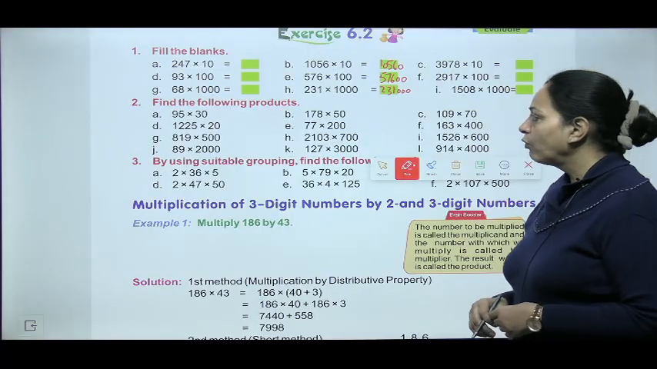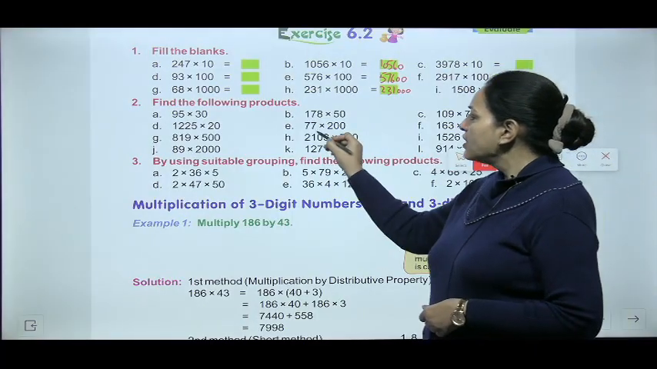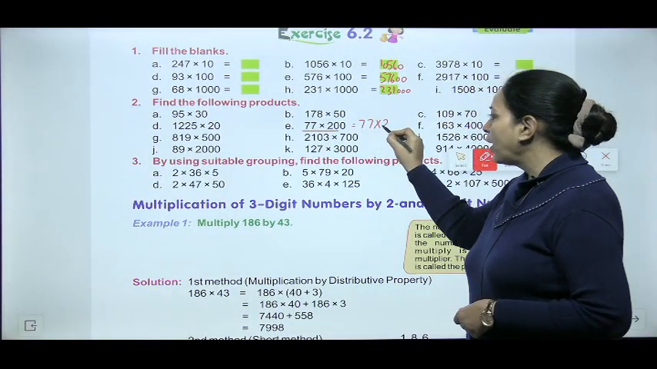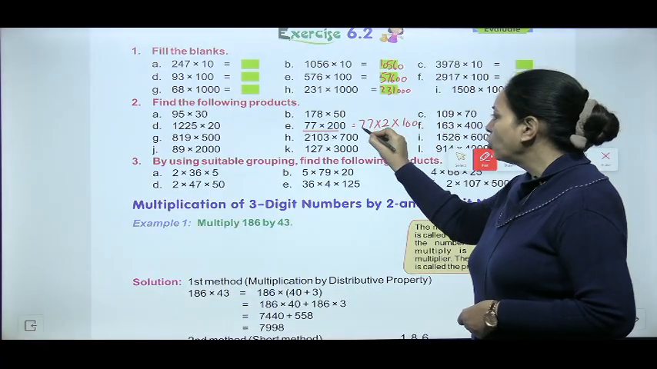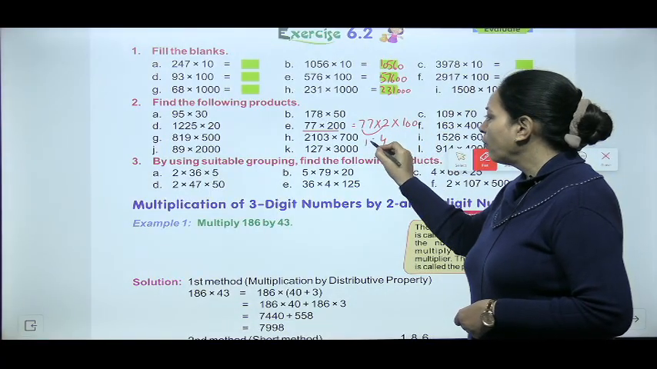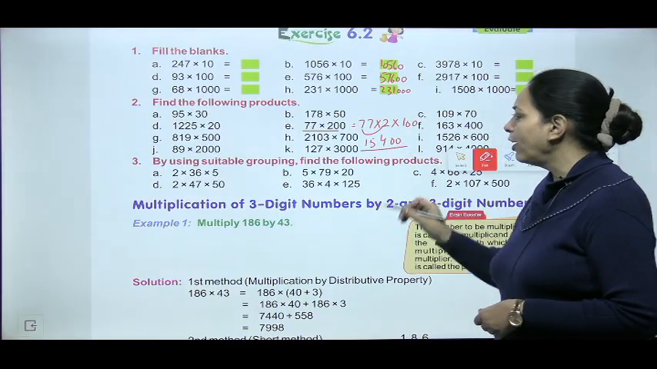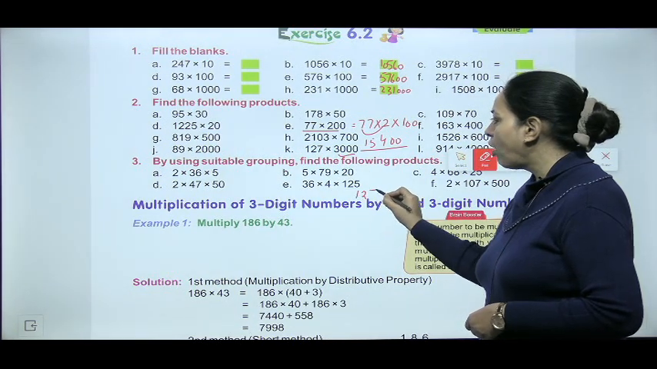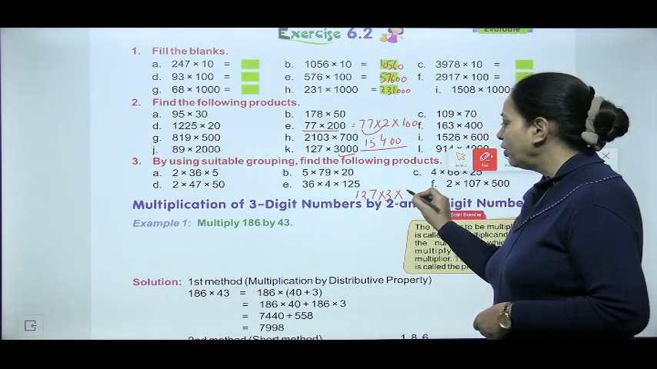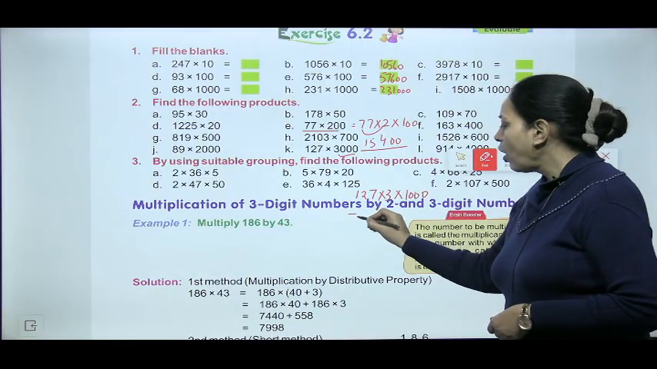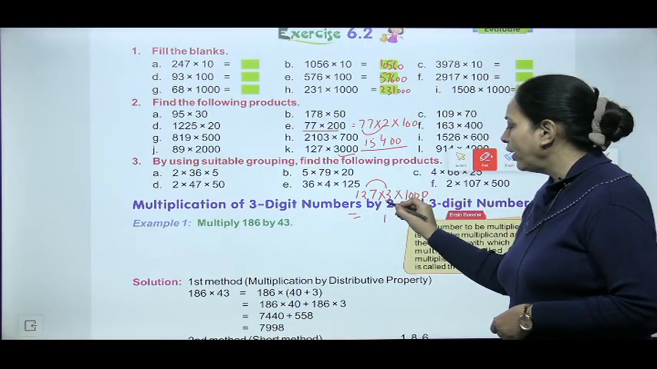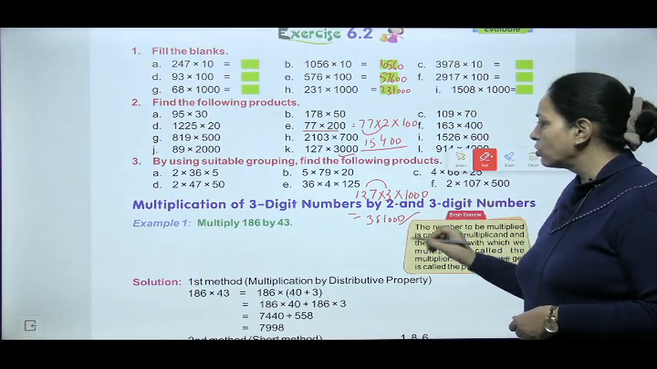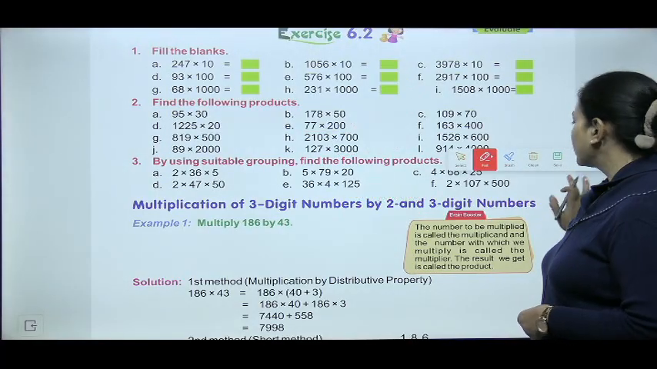Now the second one, find the following products. Like here E part, 77 into 200. So how will you do it? 77 multiplied by 2 into 100. So multiply these two. You will get 154 and at the last 2 zeros. Like K part, 127 into 3000. So 127 into 3 into 1000. Now multiply these two. What will you get? 381 and at the last 3 zeros. Okay, so I hope the concept is clear to you.